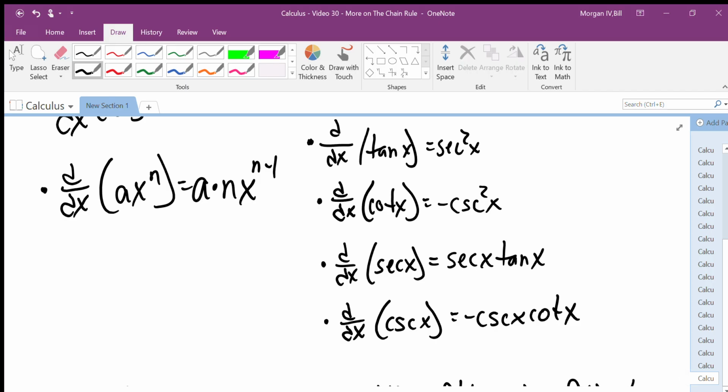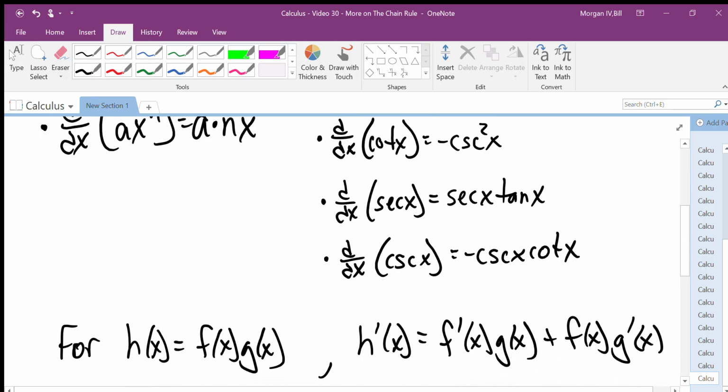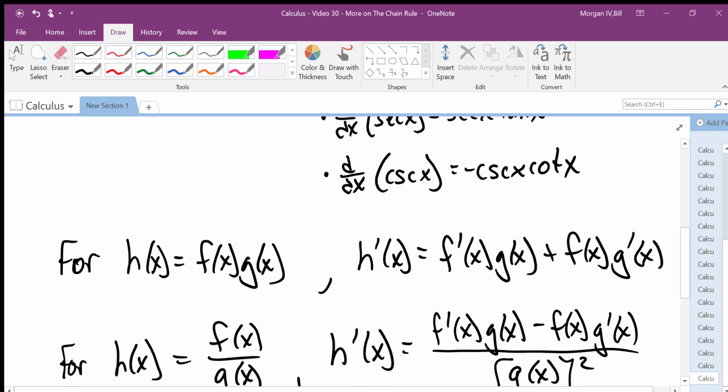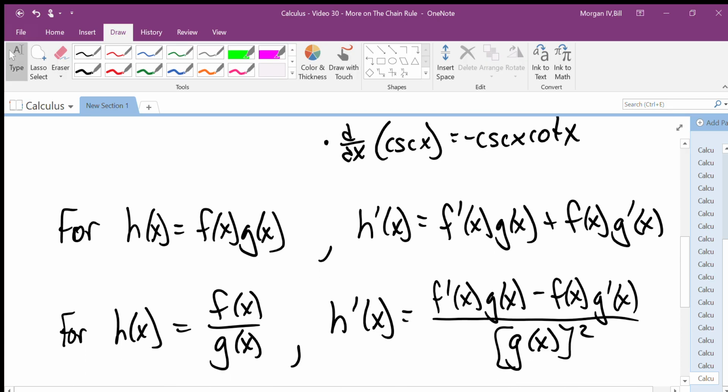We have to know the rules of derivatives for power rule, e to the x, constant, and all the trig functions. In addition, we have the product rule. If we have a function h of x, which is the product of f of x and g of x, h prime of x is f prime of x g of x plus f of x g prime of x. Then we have the quotient rule. For h of x equal to f of x divided by g of x, we have h prime of x is equal to f prime of x g of x minus f of x g prime of x, divided by g of x squared. Quotient rule.